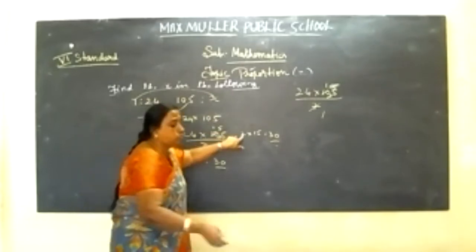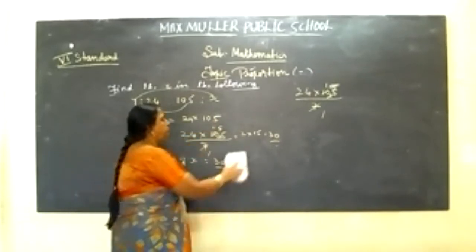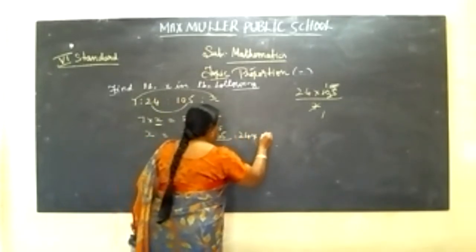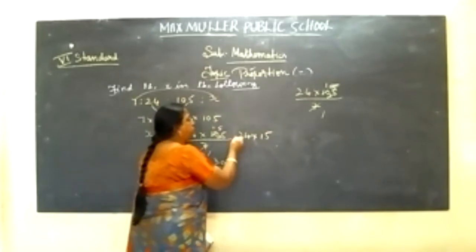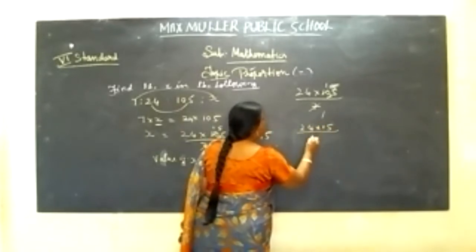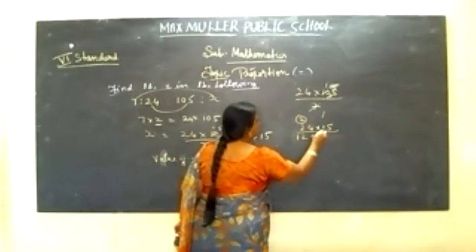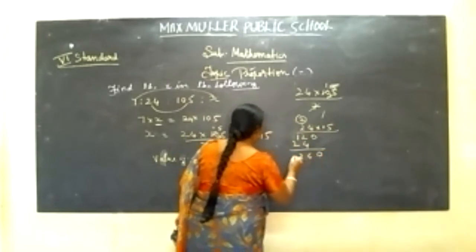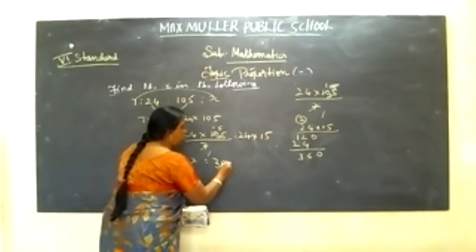One sec. It is not 224. Here it's not 2 into 15, it is 24 into 15. Sorry. 24 into 15 gives: 4 fives are 20, carry 2, 5 twos are 10, 12, 4 ones are 4, 2 ones are 2. That gives 360. So the value of x is what? 360. It's not 224. Clear now?